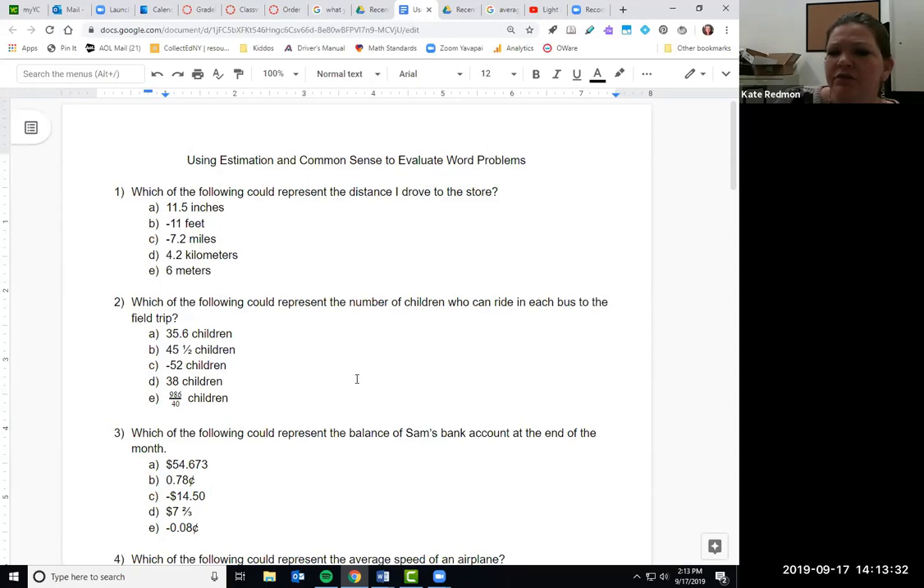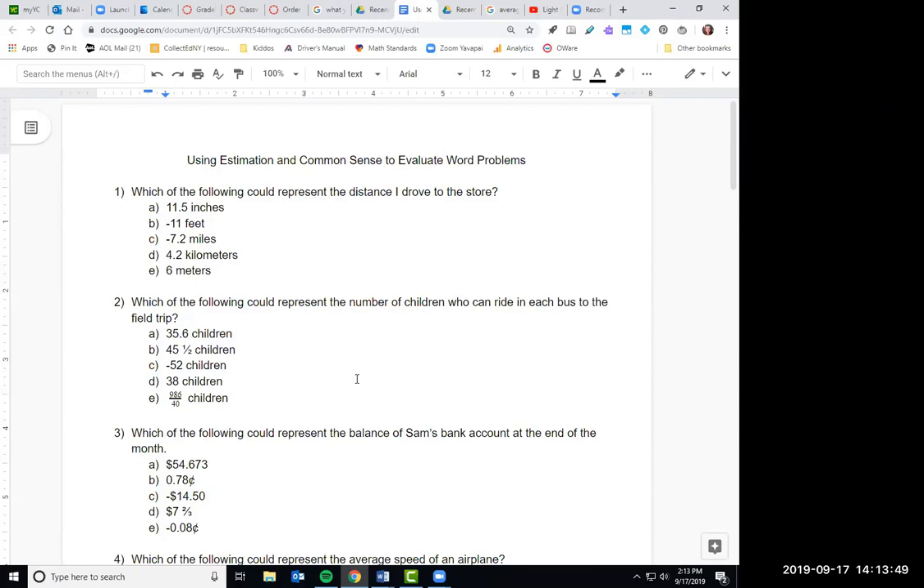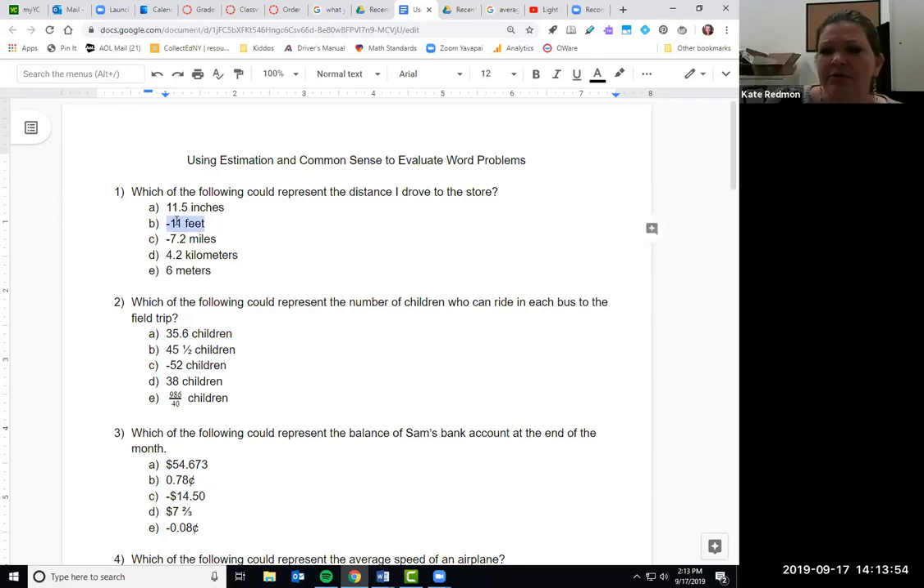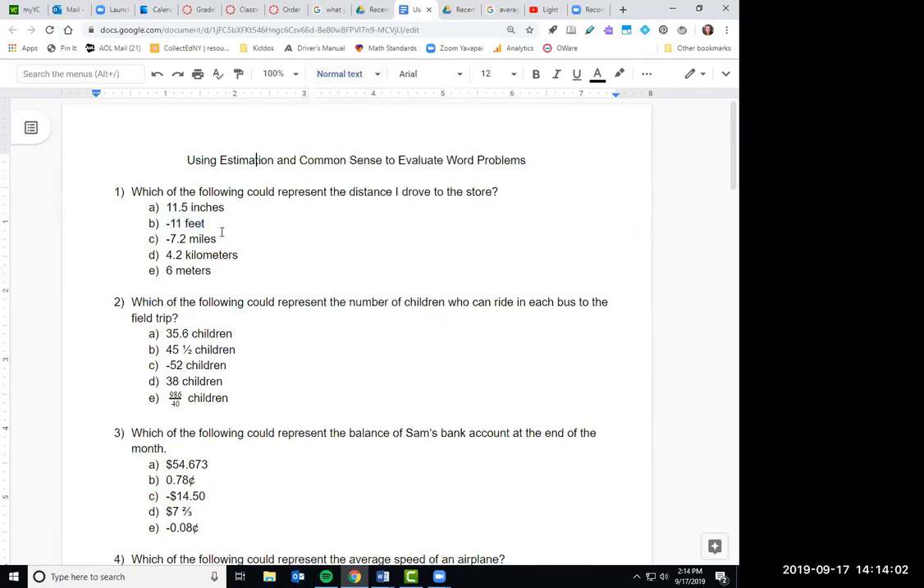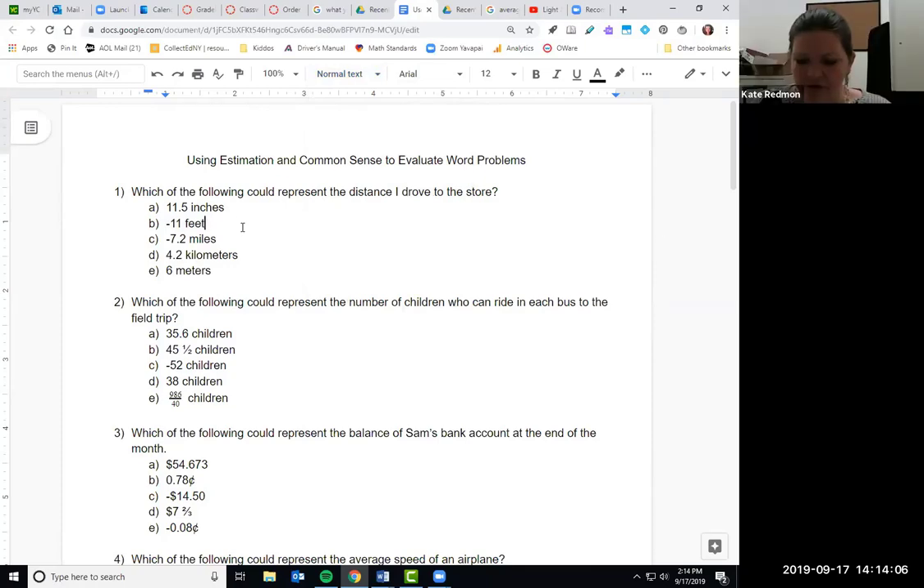Number one says, which of the following could represent the distance I drove to the store? Now, I don't think this is a hard problem for anybody, but I want your reasoning. Some of these just don't make any sense. Anybody care to tell me which one of these I could totally rule out? Negative 11 feet. Yeah, David wants me to rule out negative 11 feet. David, why would I rule that answer out? Because you can't really go negative when you're going forward, right? I can't really go negative when I'm going forward.